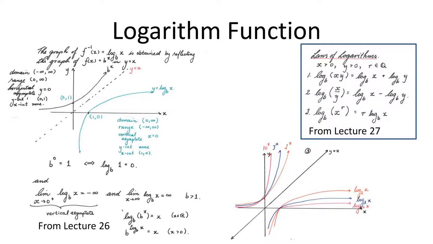Here are some other identities that are useful. Since they're inverses, if I apply the exponential function and the logarithm, I should get back my original value x.